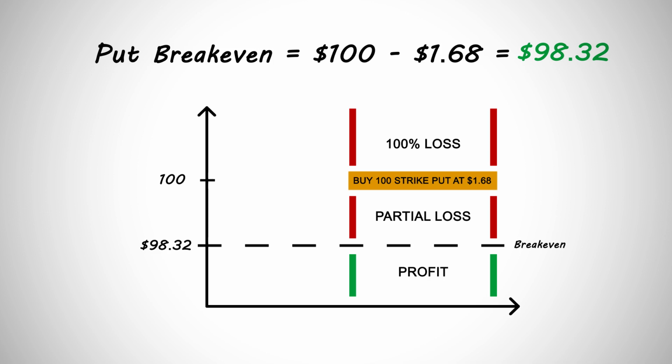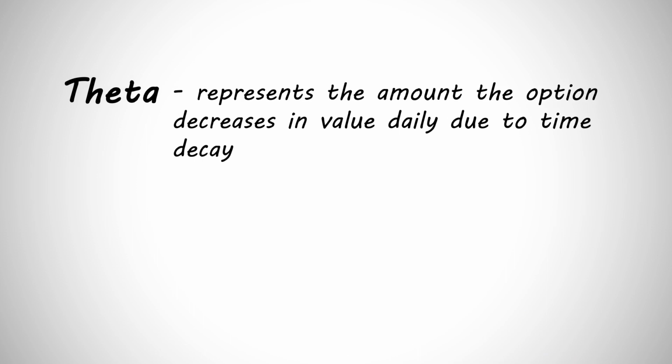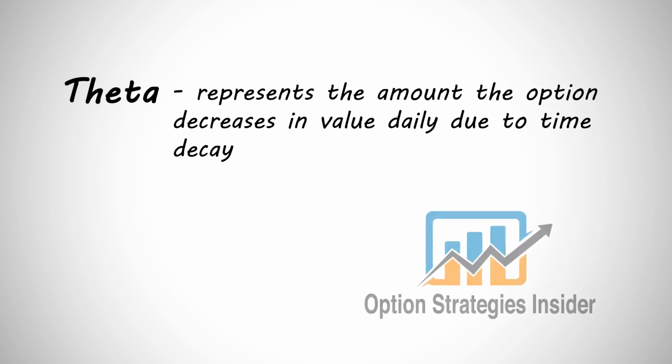This is why successful option traders don't go nuts buying out-of-the-money options. Not only will the stock have to move in our favor, but it will have to move enough to account for all that time decay. We can measure this time decay in something called theta, which represents the amount the option decreases in value daily due to time decay.